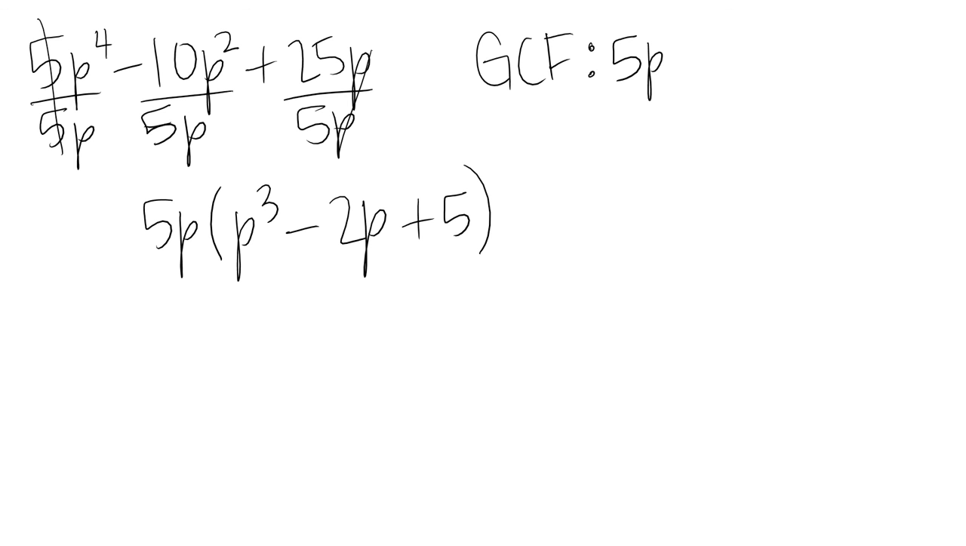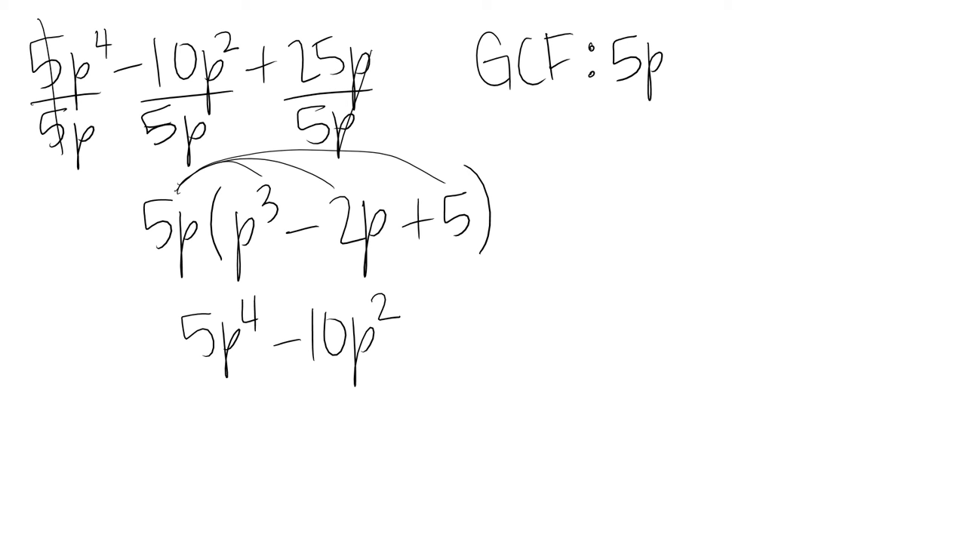We can check ourselves by working backwards. In Unit 1, we actually learned to distribute. And you can check. So 5p times p cubed would be 5p to the fourth, then minus 10p squared, and then plus 25p. So check, we did it right.